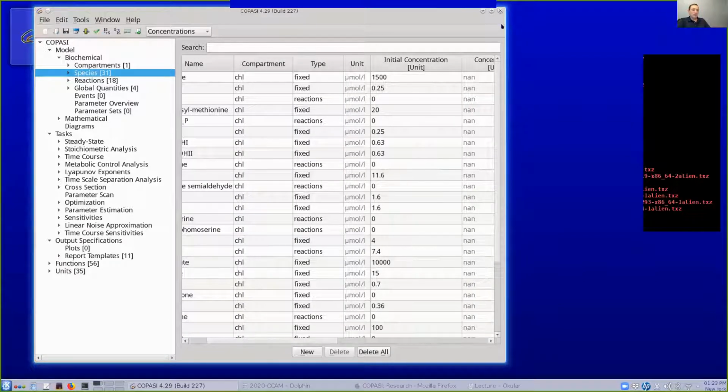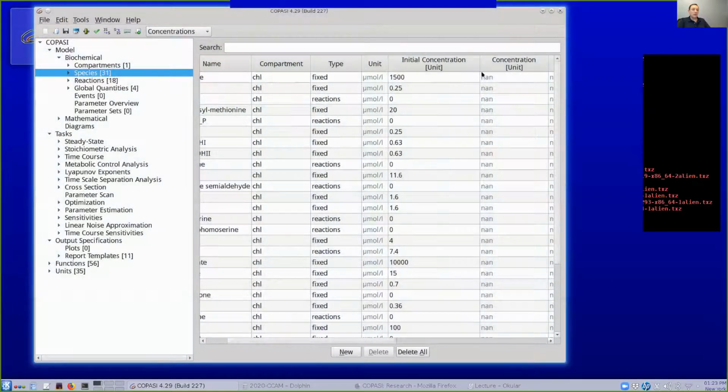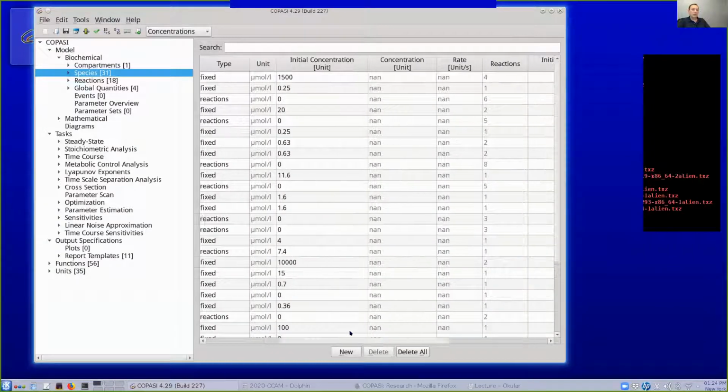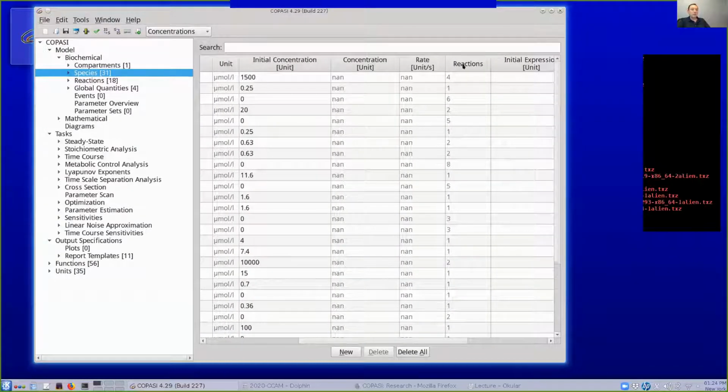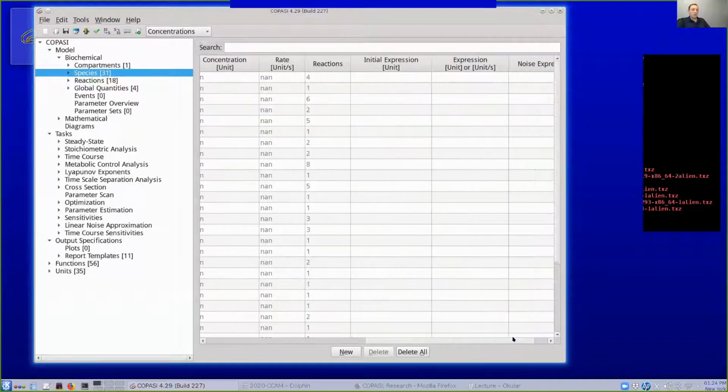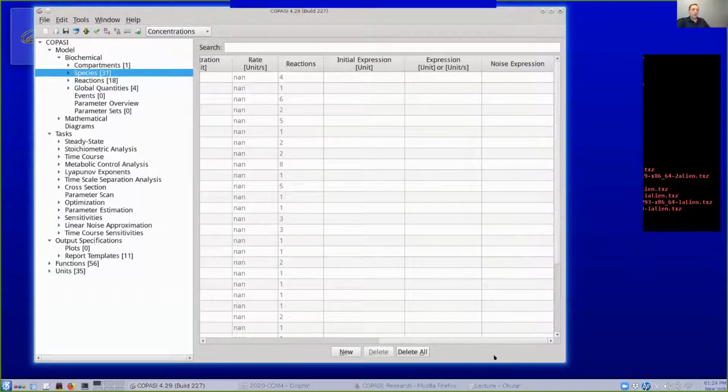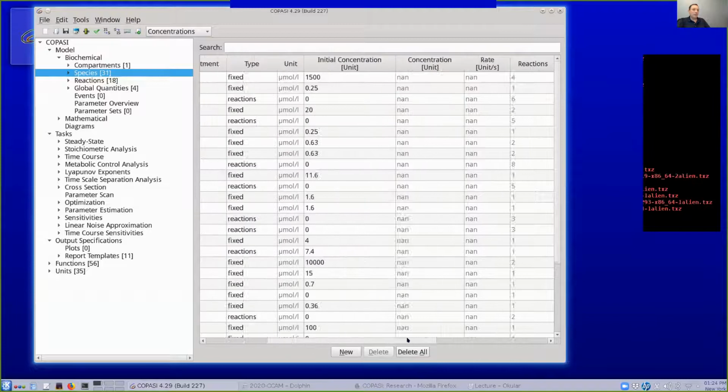If you go to the right, you'll see the current concentration, which is currently not a number. That's what NaN means, because we have not calculated anything. And the rate of change, and in how many reactions it enters. And in some cases, there could be a number of initial expressions, or even expressions for noise. I'm not going to talk about those today, but just to let you know they're here.